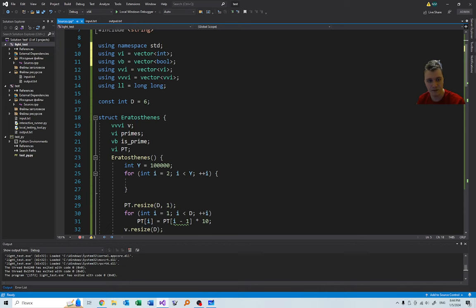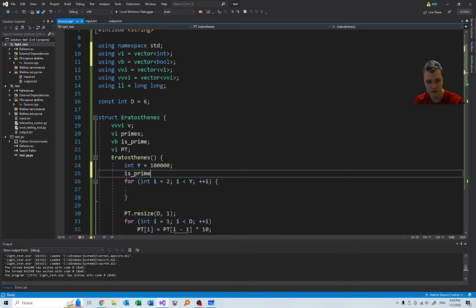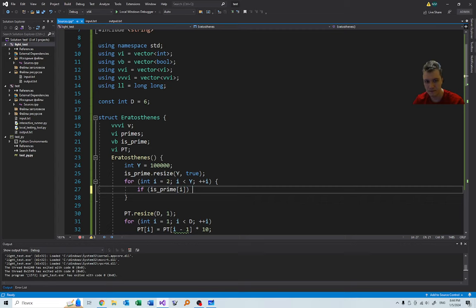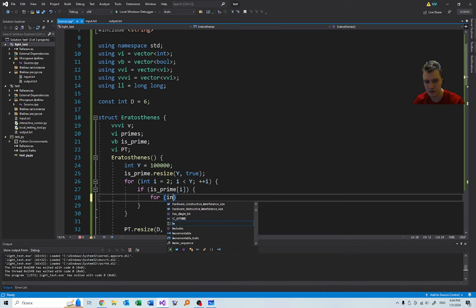Is prime dot resize, y true. If is prime I, then we start with I times I, j is at most, is less than y. We say that all these numbers are not prime.